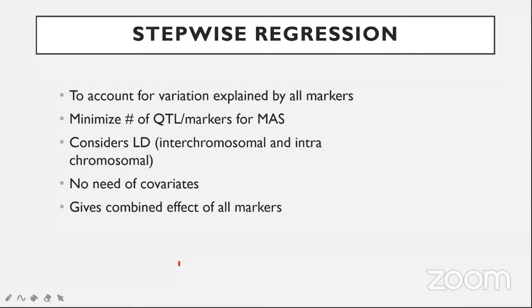Meaning, if you have 10 markers and each explains say 10% phenotypic variation, combined, it's not 100% variation explained because they are correlated, they are close by. The combined effect could be only say 25% or 35%. Using a stepwise regression, we will be able to identify that.